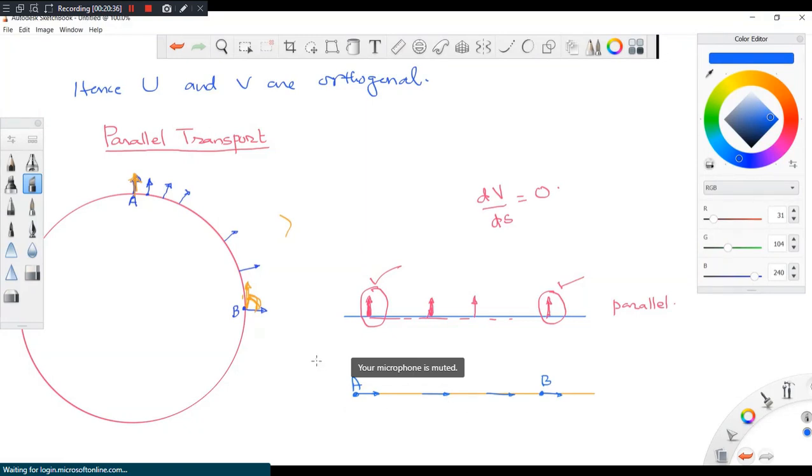But now you do the same thing here. Suppose this is my parallel vector. Here it is parallel. When I reach here, this vector will be like this, and when I reach here, the vector will be looking downward. So the parallel transport in a flat space and in a curved space are different.